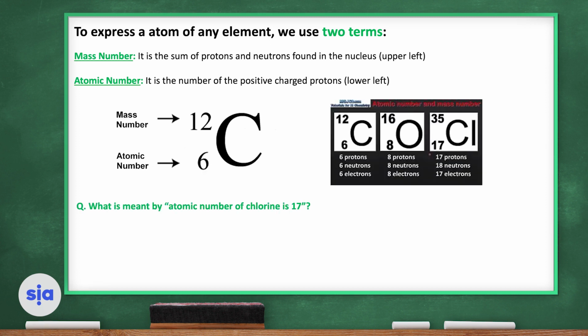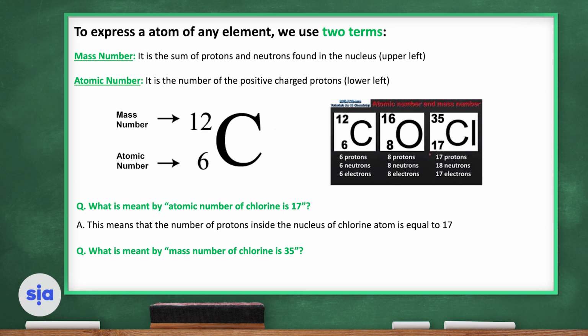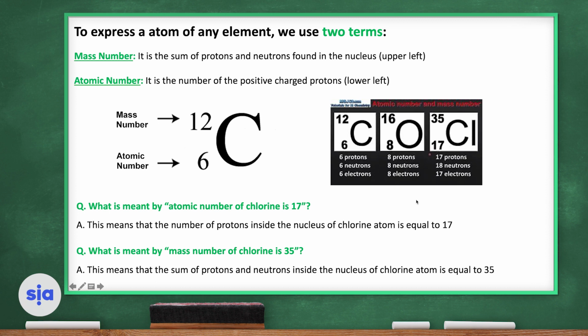What is meant by the atomic number of chlorine is 17? Look at this. This is chlorine. The atomic number is 17, lower left. This means that it has 17 protons in the nucleus and 17 electrons in the outer orbits. What is meant by the mass number of chlorine is 35? Here, the mass number means that the sum of protons and neutrons inside the nucleus is equal to 35.